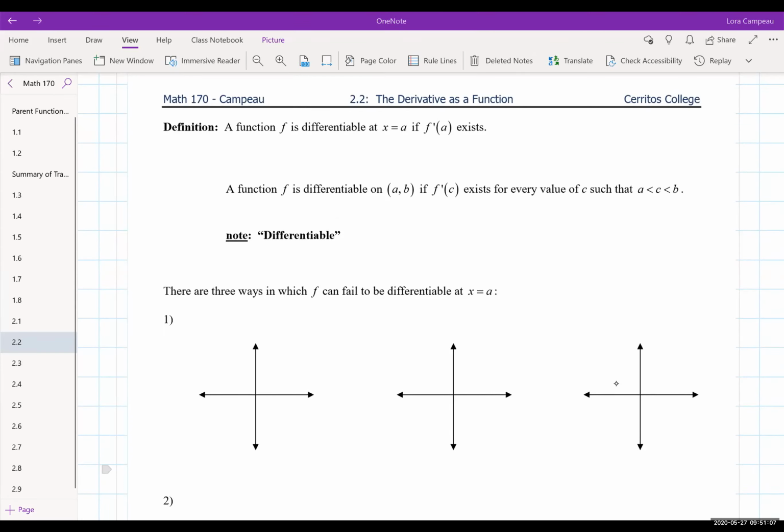In section 2.2, we're going to inspect a little bit more about analytical geometry behind the derivative. So we'll start off with some vocab and definitions. We're looking at a function, f, being differentiable.